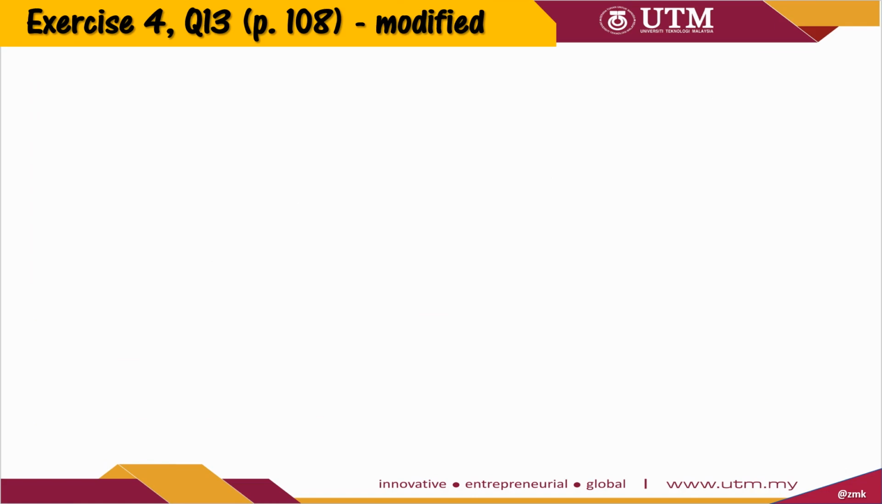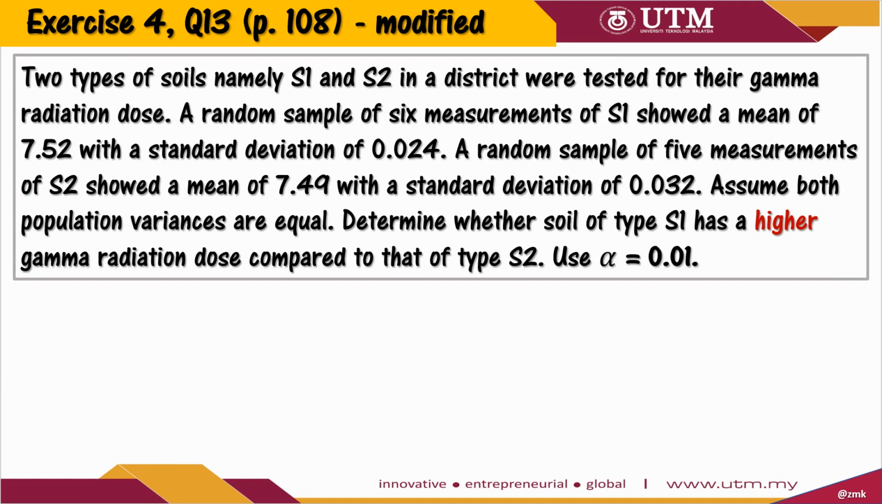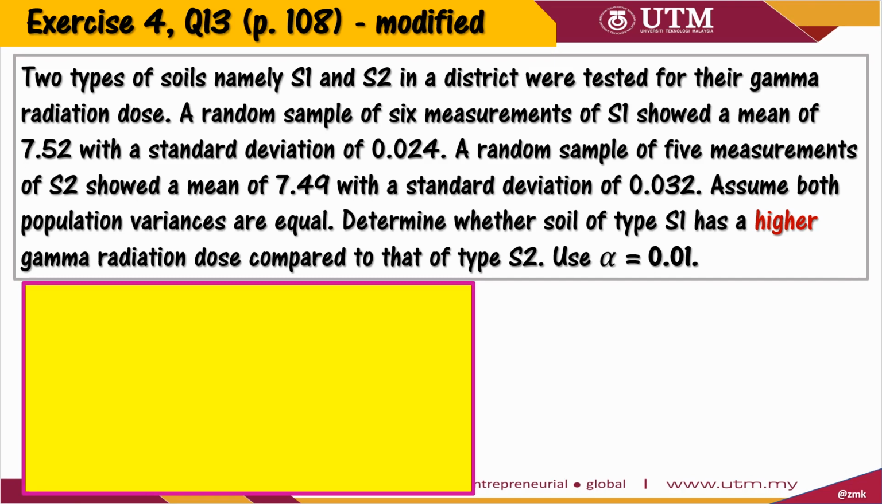Now look at exercise 4, question 13 on page 108 of the Statistics for Engineers textbook, where the question is modified slightly in this video. The modified question is, determine whether soil of type S1 has a higher gamma radiation dose compared to that of type S2. As usual, we need to recognize the information given in the question and write this information using correct notation.